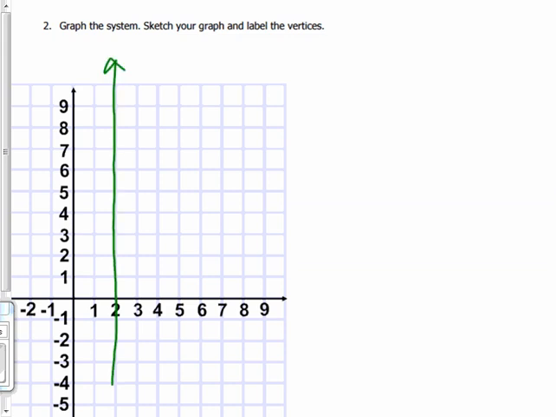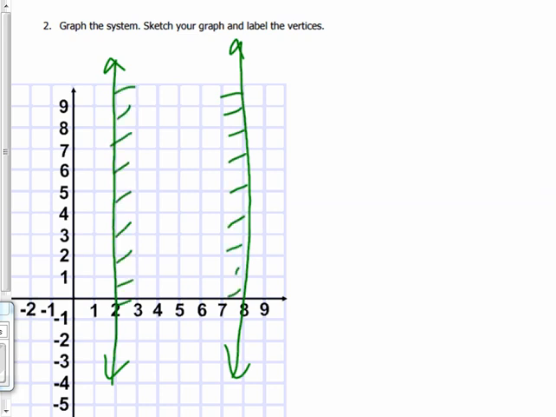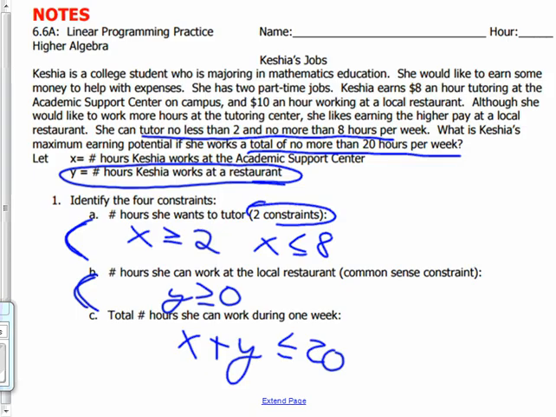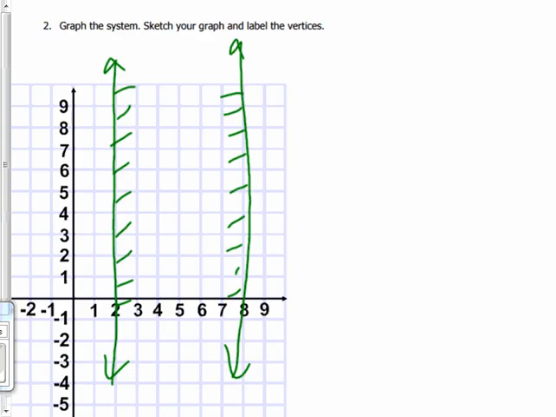There's 2. There's 8. Less than or equal to, greater than or equal to. Okay, I got those 2 graphed. Now it's Y is greater than or equal to 0. That's a common sense constraint. You can't work less than 0 hours.